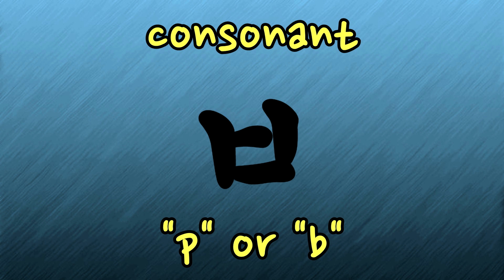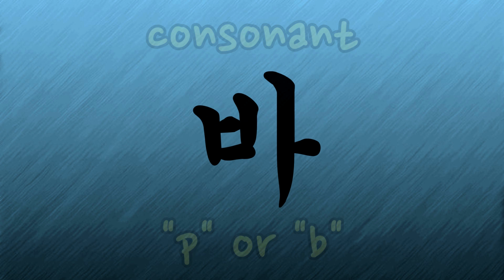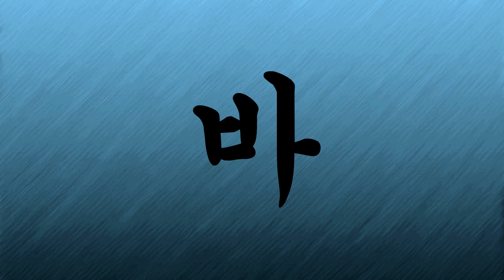This letter is pronounced similar to a P or a B in English, but it's not a hard P sound like in the word park, and it's not a hard B sound like in the word ball. It's between P and B, and is a bit softer. We can combine this consonant with our vowel ah and hear it sound directly. Pa. Pa. And once more. Pa.